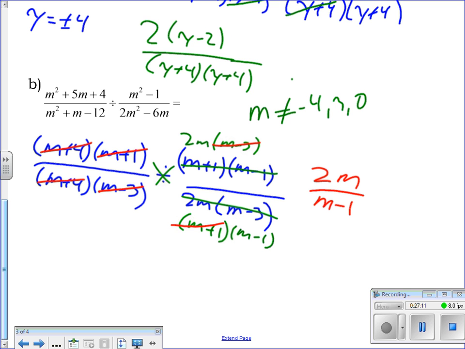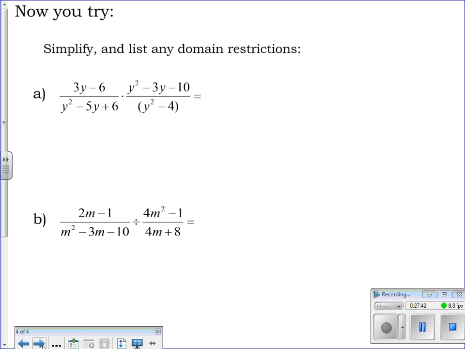Do I have any new domain restrictions in my final answer? Yes, m can't be 1. All of those domain restrictions apply, both in the original problem and in our final answer, because we're never at any time allowed to have 0. Not when we start, not when we end. In between's okay, but not when we start, not when we end. Your turn, do those 2.